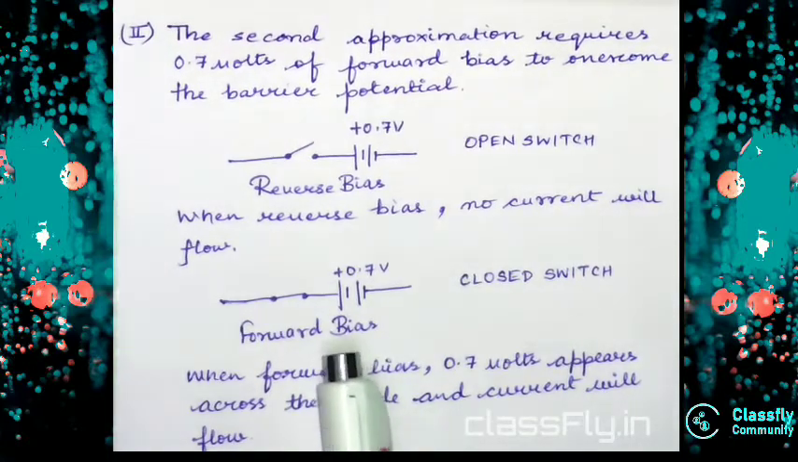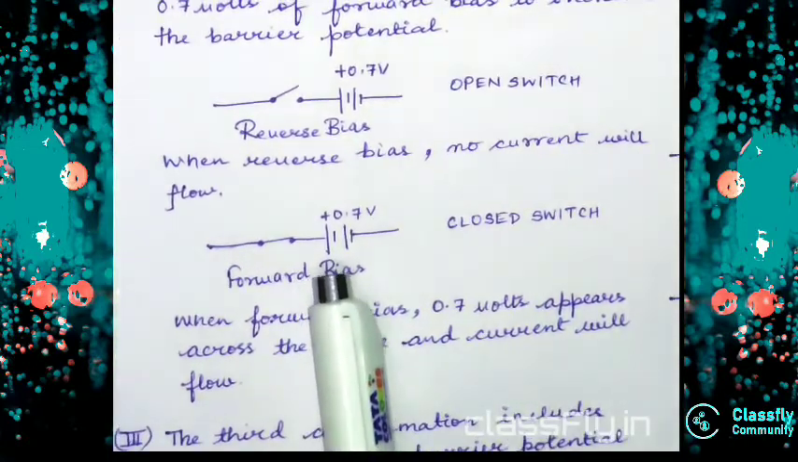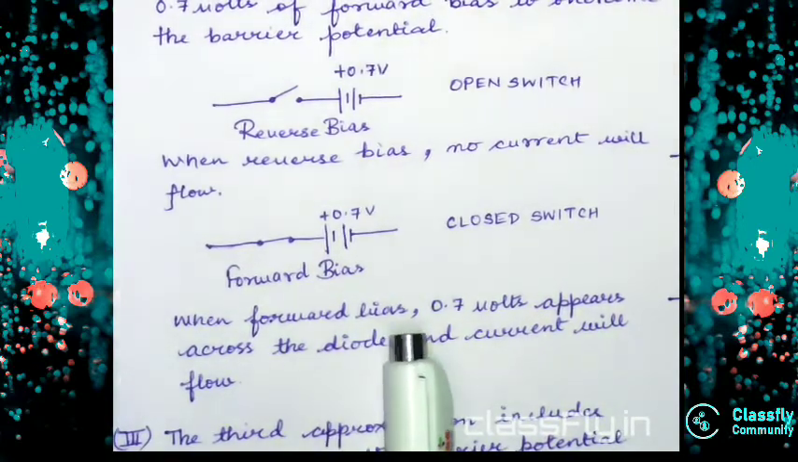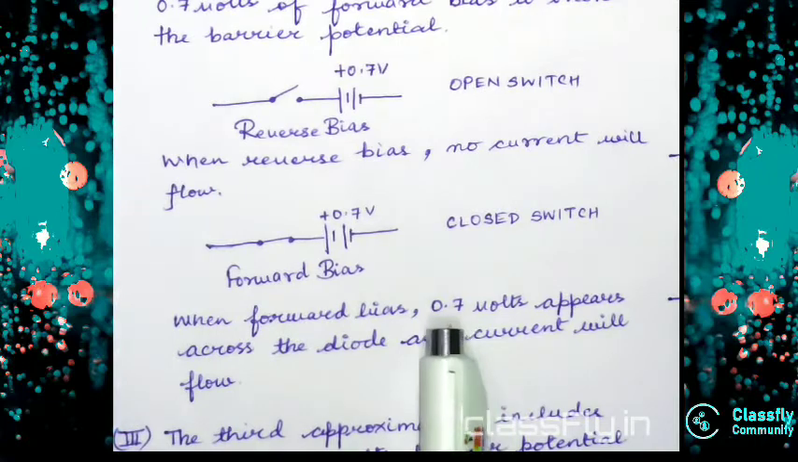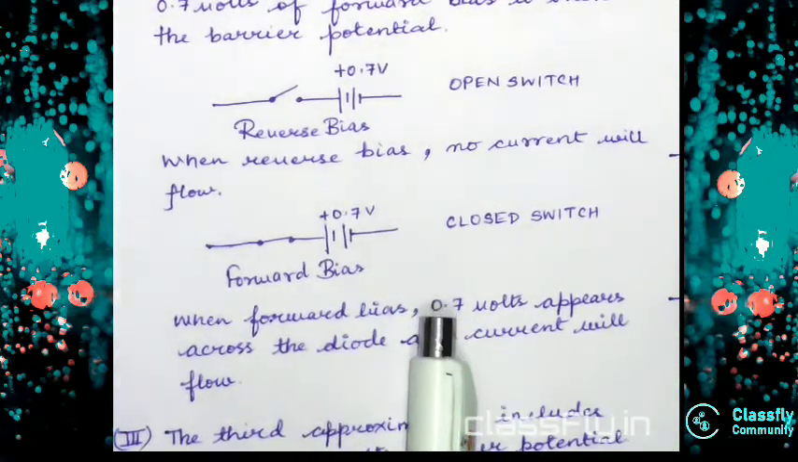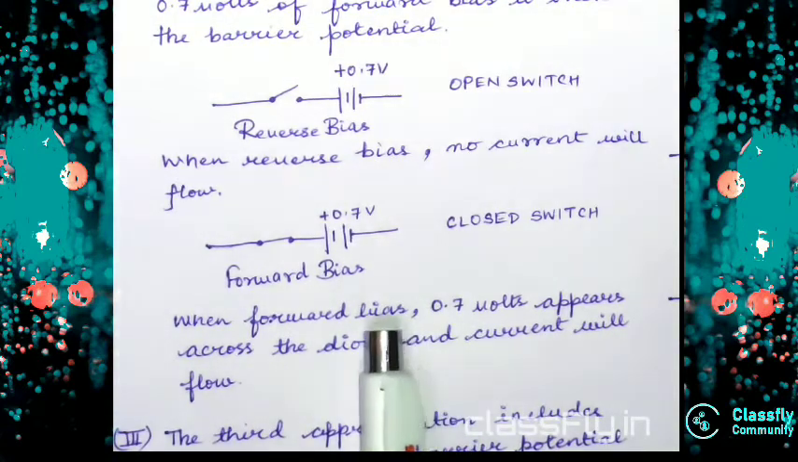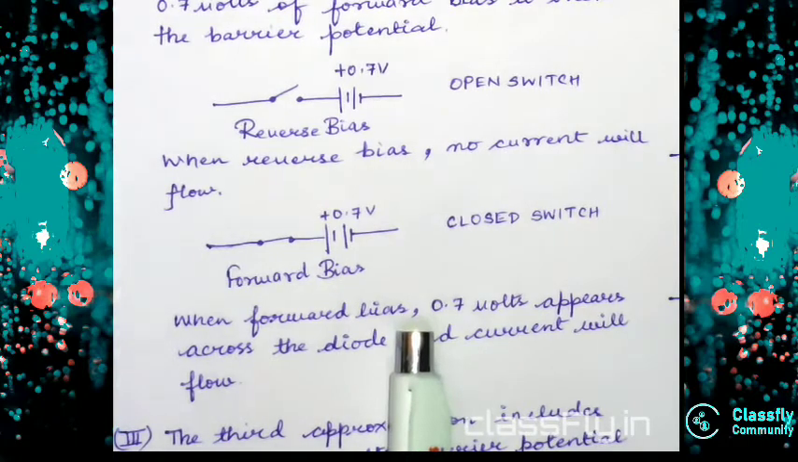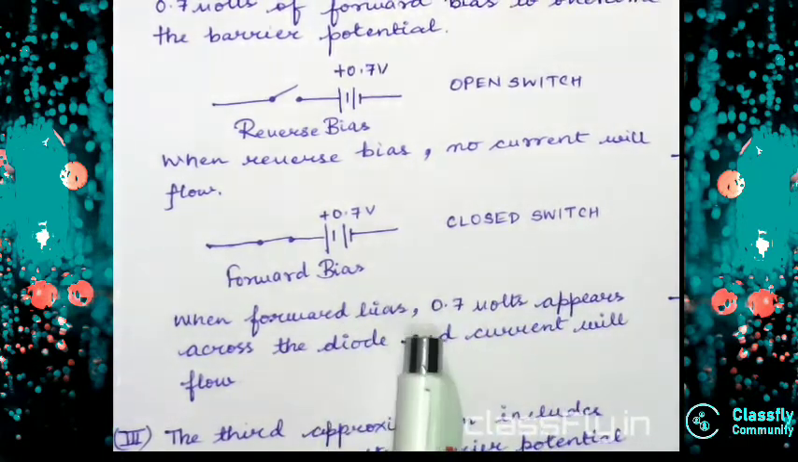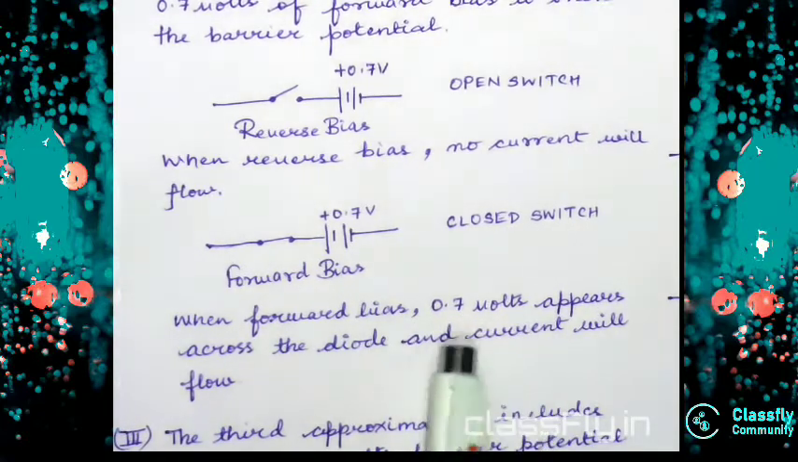Now we will see that when this is forward biased, the switch will be closed. Whenever in forward bias it is closed, then 0.7 volts appears across the diode and current will flow. We know that whenever it is forward biased, it acts as a conductor. That means it will help the current flow, so 0.7 volts appears across the diode, which helps the current flow.